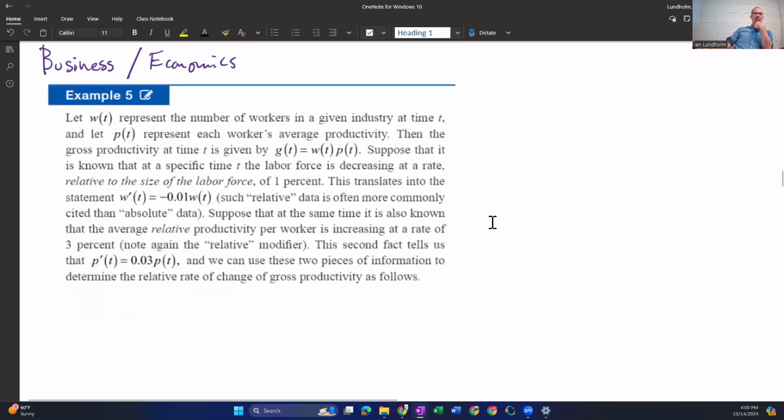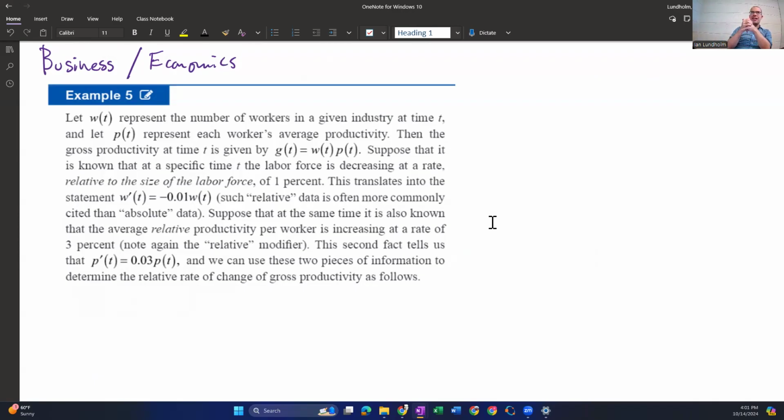Here we are trying to represent the number of workers in a given industry at time t. We're going to use W of t for that. And then P of t represents the average productivity. What we're going to try to compute is the gross productivity, and that is given by multiplying the number of workers times the average productivity across all the workers. That would give us the total productivity of everybody.